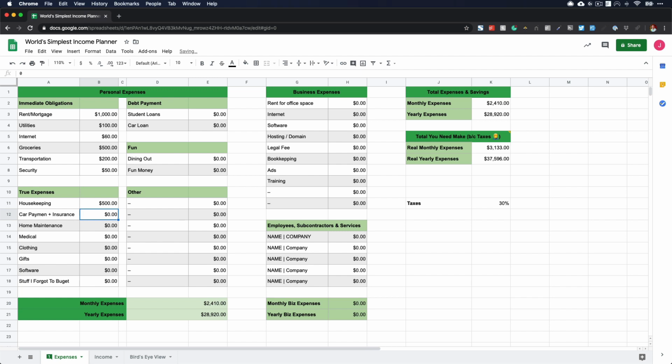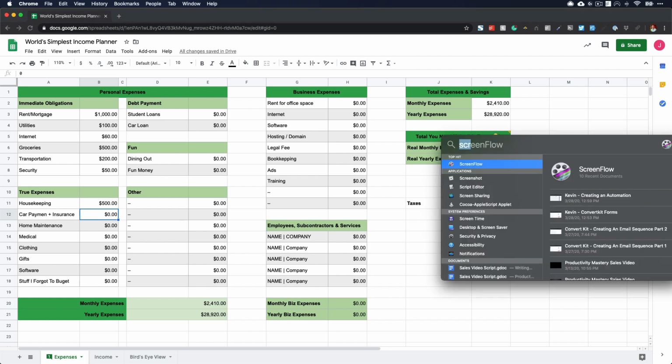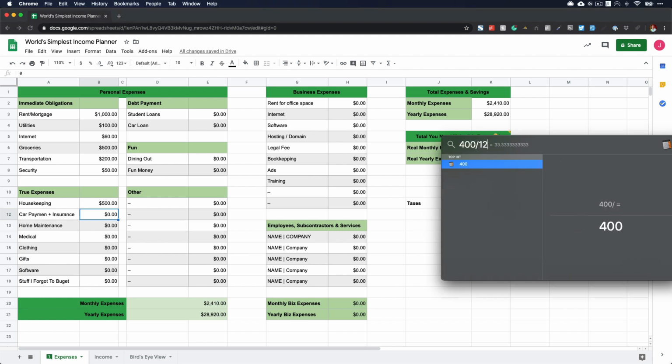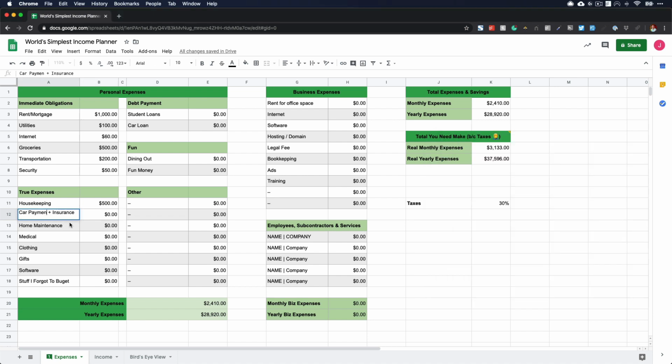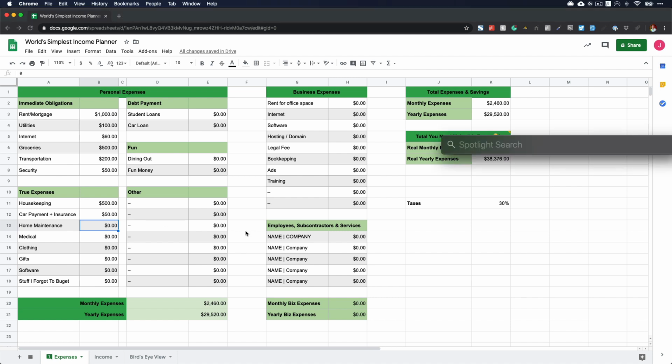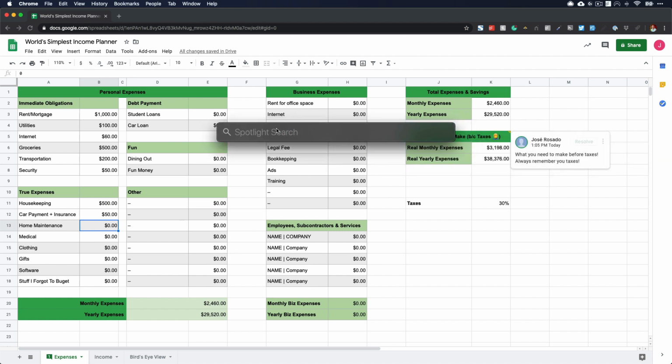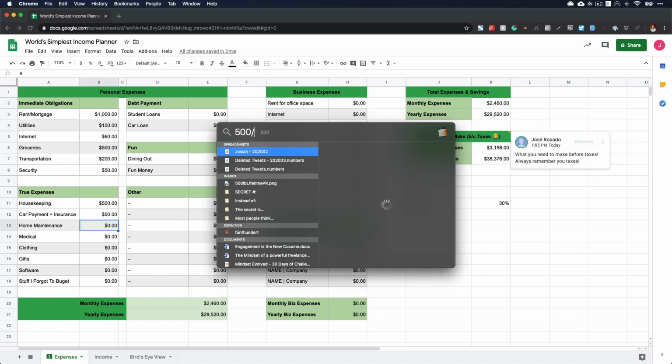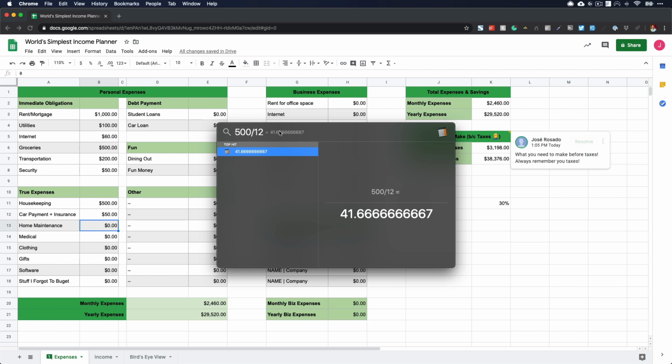Car payment and insurance. Let's say that you pay $400 a year. That's $33 per month. Plus, what else? I don't know. Let's say $50 a month. Okay, so this is very important. Some of your expenses are yearly expenses. So you need to detect how much money you're spending on a yearly basis and divide it by 12, and that will give you the monthly estimate.